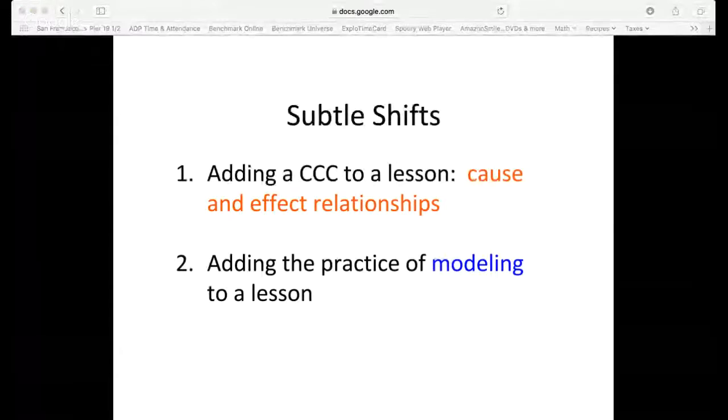This is an example of a subtle shift in response to how a lesson went. The shift was to add a mini lesson on the cross-cutting concept of cause and effect, and to apply this thinking to helping students analyze data. This particular lesson actually had two shifts. In this video, I'm going to focus on the cross-cutting concept shift, but the shifted lesson also included the science practice of modeling, which I'll discuss in a separate video. I'll explain the original lesson in a little bit more detail in a moment. I just want to set the context for this shift.